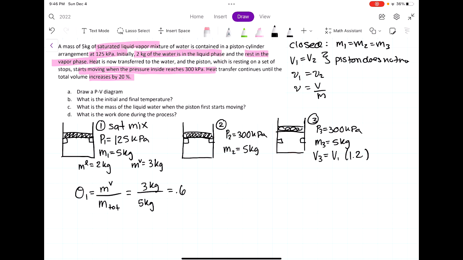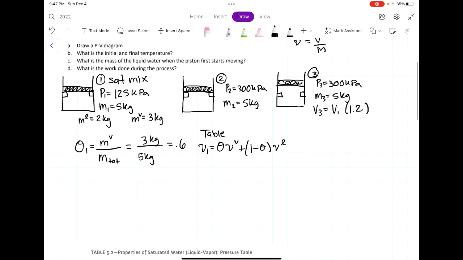And then to find our specific volume for state 1, we'll need the formula: quality times the specific volume of the saturated vapor plus 1 minus the quality times the specific volume of the saturated liquid. And we get those values in table 5.2, properties of saturated water, pressure table.